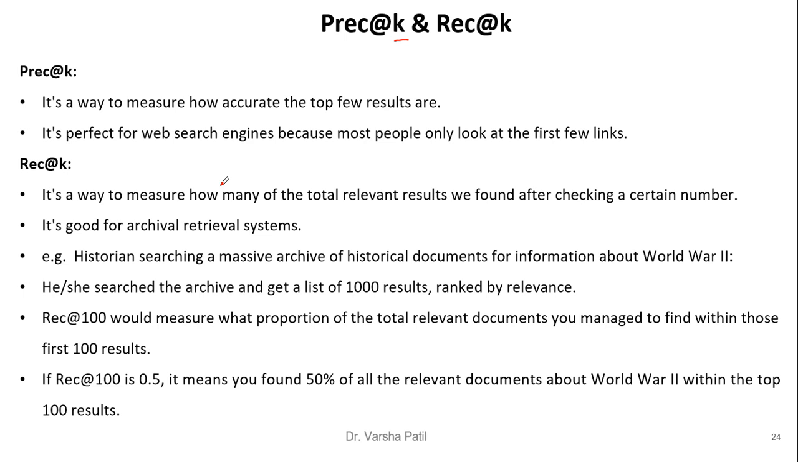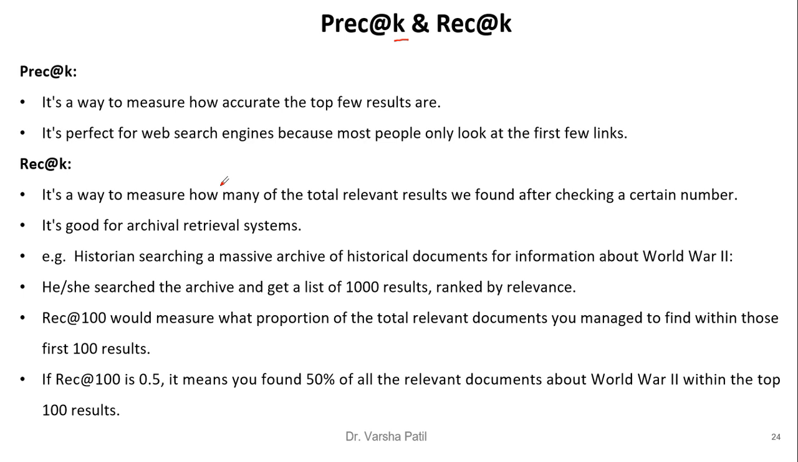So when to use precision at K and recall at K? Precision at K is a way to measure how accurate the top few results are. It is perfect for web search engines because most people only look at the first few links. So precision at a particular K is very important. Recall at K is a way to measure how many of the total relevant results we found after checking a certain number. It is good for archive retrieval systems.